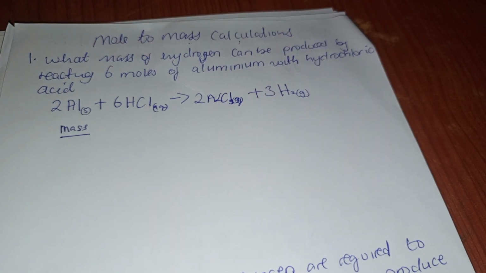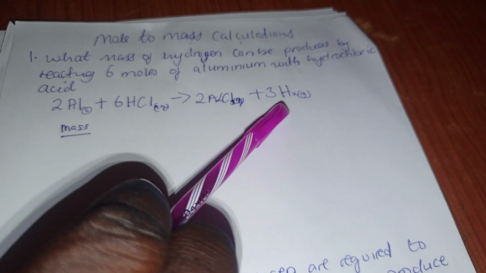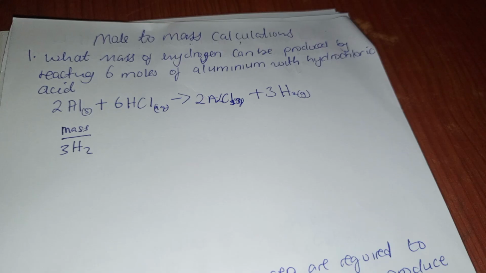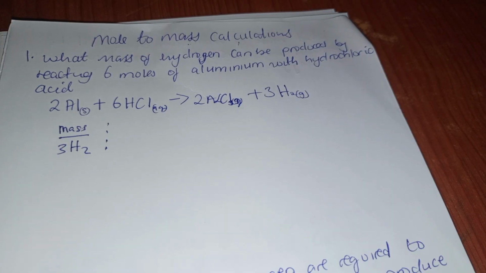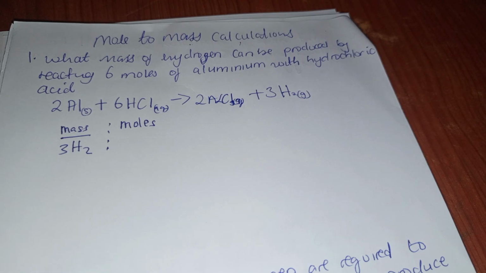What mass of hydrogen can be produced? So we need to check for hydrogen here. So this hydrogen here, as you can see. So write this hydrogen here just like the way it is from the equation, like this, okay? Like that. Then I'll put this on top. So what mass of hydrogen can be produced by reacting 6 moles? So this side, the mole is given. So I'll write moles here, because the moles is given.